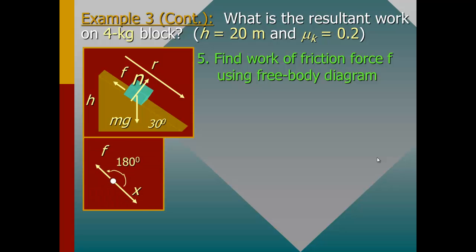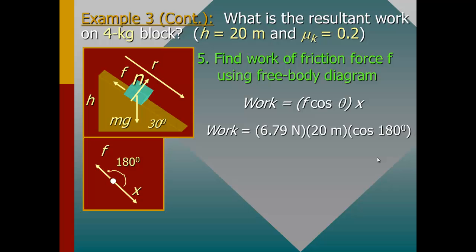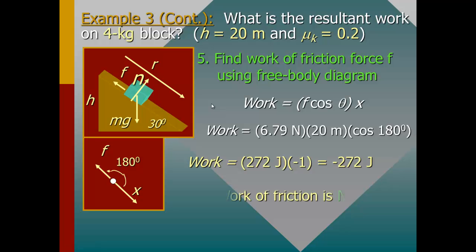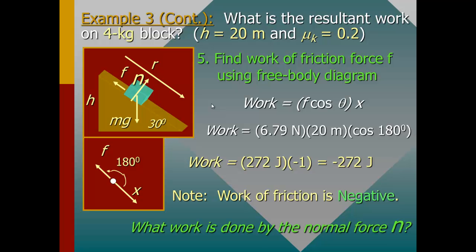So now to find the net work, we take the force of friction, multiply it by 20, because that's the distance that it's going down, by the cosine of 180, because it's in the opposite direction of r. So notice the F is 180 from r, which is the displacement. And that's going to give us our negative sign. We have the work done by friction, which is negative. And what is the work done by the normal force? Well, the normal force doesn't do any work because it doesn't go anywhere.